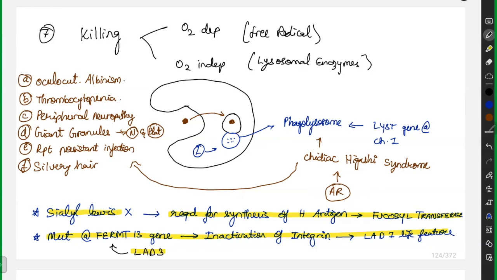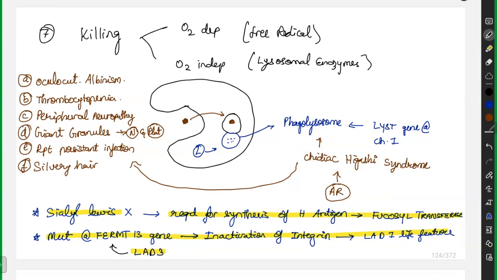Okay, so what is the oxygen dependent pathway? Very easy. Oxygen enters. In the presence of NADPH oxidase, phagocyte oxidase, it gets converted into O2 minus. O2 minus, in the presence of superoxide dismutase, gets converted into H2O2.